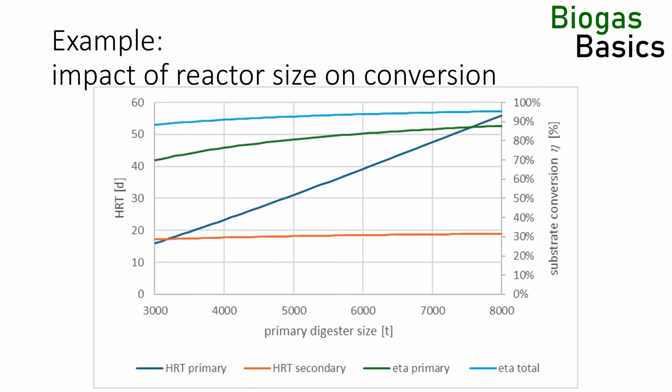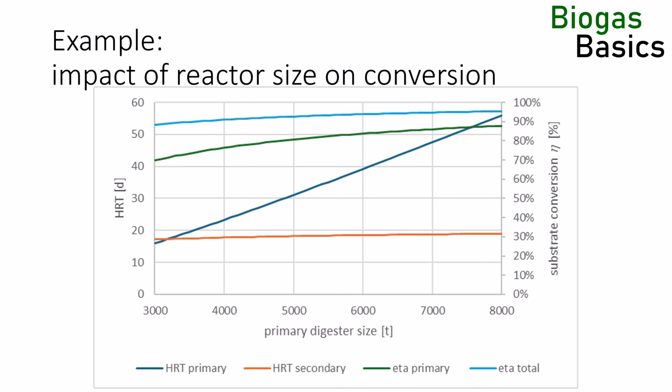Now that we have a working kinetic model, let's make some sensitivity analyses. First, let's vary the size of the primary digester. This figure contains many lines. I will explain them in detail. The abscissa shows the primary digester size. On the left ordinate, we plot the residence time of the primary and secondary digester. This is the blue line for the primary and the orange line for the secondary digester.